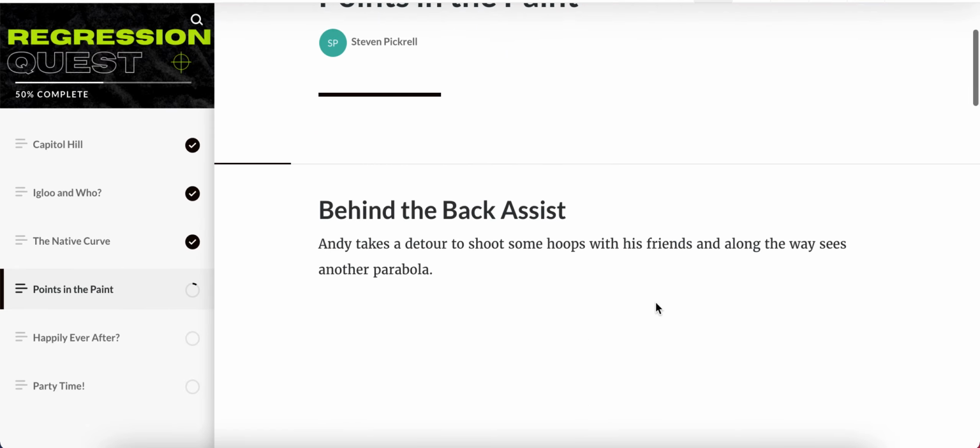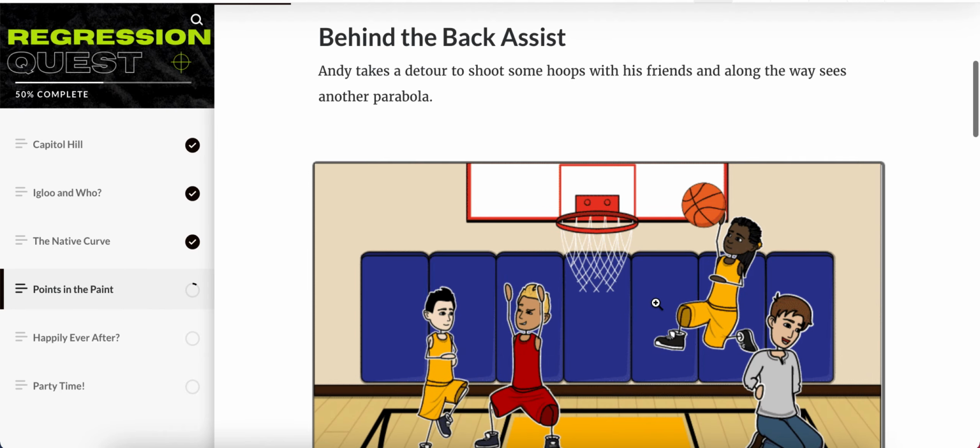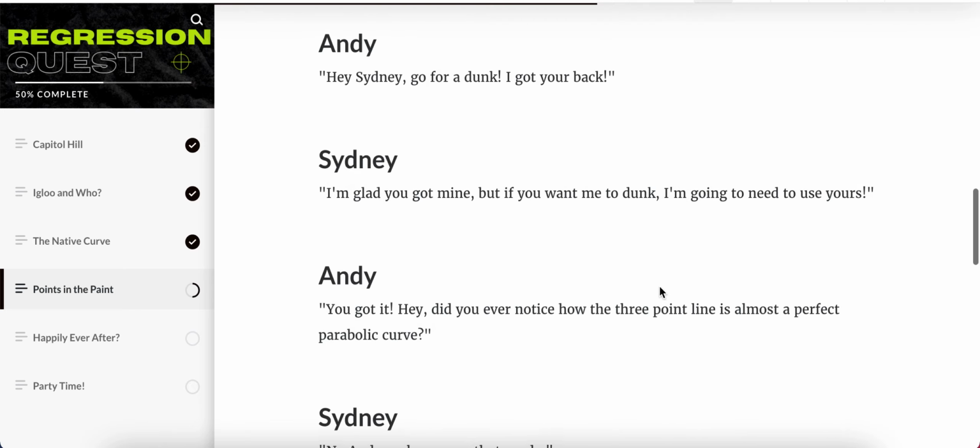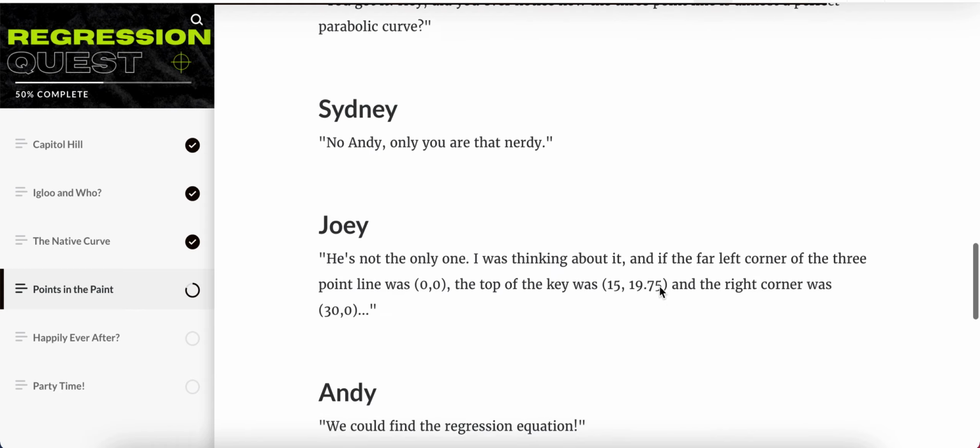4 points in the paint, behind the back assist. Andy's helping some friends play some basketball. In this case, he's letting one of his friends jump off of his back to make a slam dunk. And it's just the scenario of those students talking about what's going on.